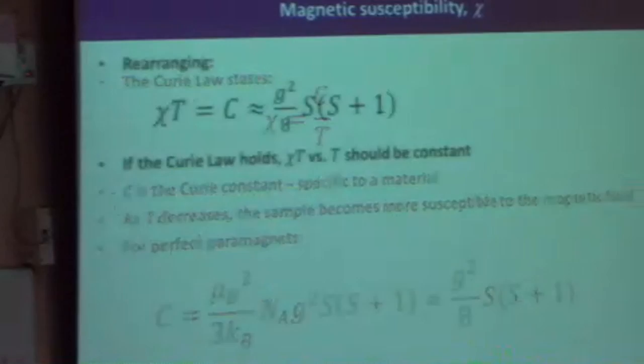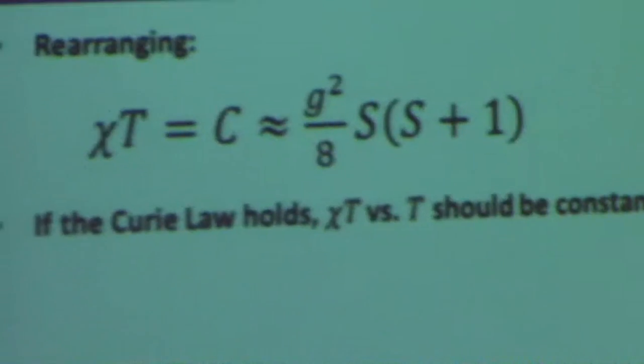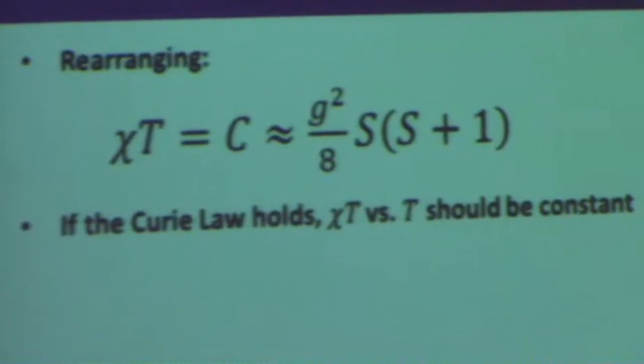So let's have a look at that now in a little bit more detail. We can rearrange this. So the chi-T product, which is very often how susceptibility data is represented because it gives you extra information, is equal to the Curie constant. What that means is that if the Curie law is going to hold, then the plot of chi-T versus temperature should be a constant.